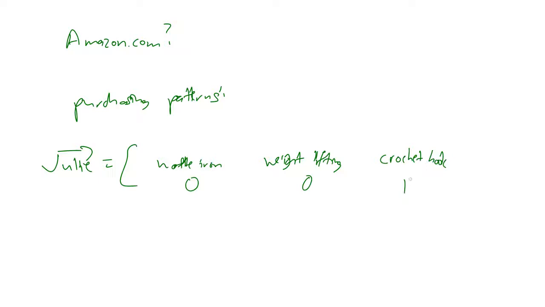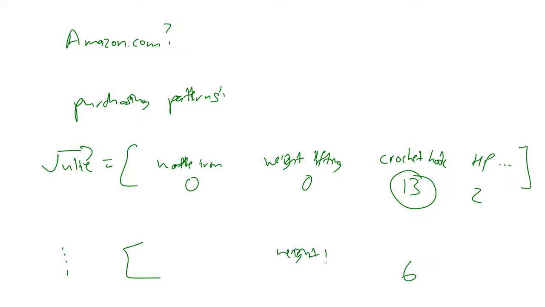Yeah, it turns out she's bought 13 of those. Has she bought a Harry Potter book from us? Yeah, she bought 2 of those, etc., right? So again, we have represented Julie as a vector here. And we can ask questions now like, what product should we put on Julie's landing page when she comes to Amazon.com? And that's going to come down to, well, you know what? She bought crochet hooks. And a lot of other people who bought crochet hooks also bought weightlifting sets. Because we all know that people who crochet tend to be people who lift weights. I mean, not always, but those tend to go together.